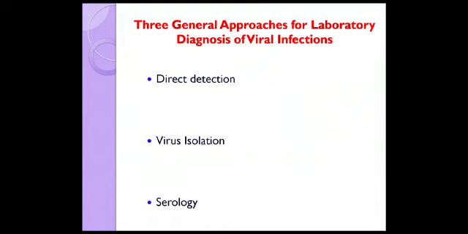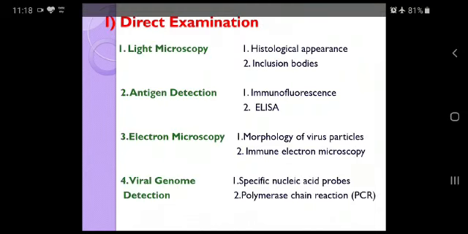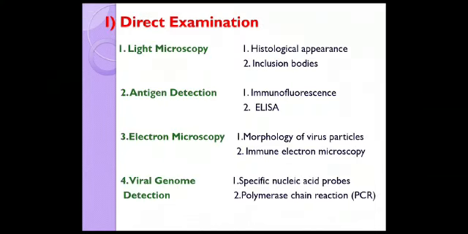There are three general approaches for the diagnosis. You can have a direct detection of the viruses, or you can isolate the viruses, and lastly the serological tests. When it comes to direct examination, light microscopy plays an important role, wherein you look for the histological appearances and the presence of inclusion bodies. The second modality is antigen detection, which can be done by immunofluorescence and ELISA.